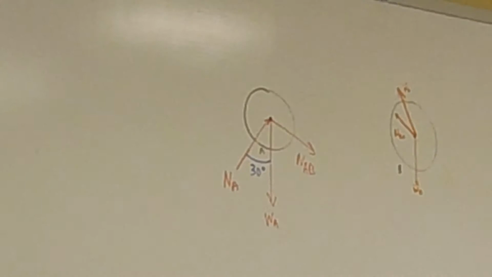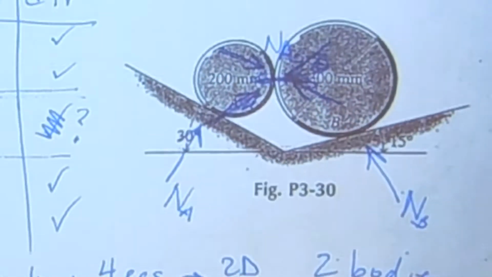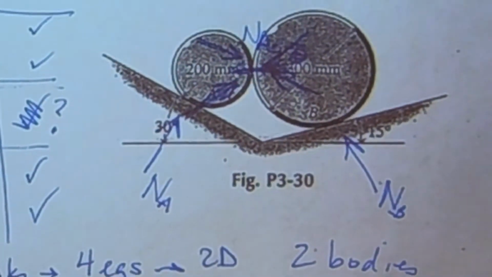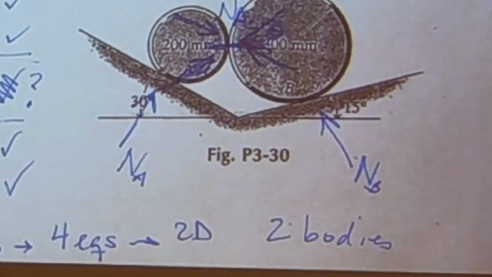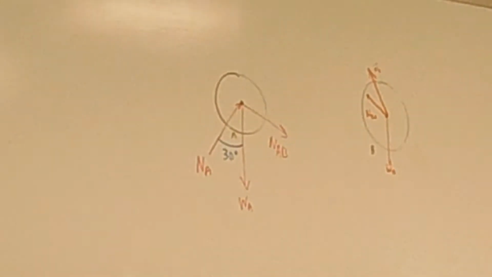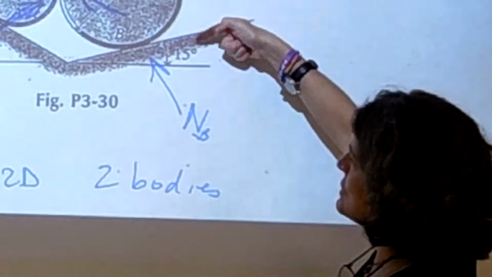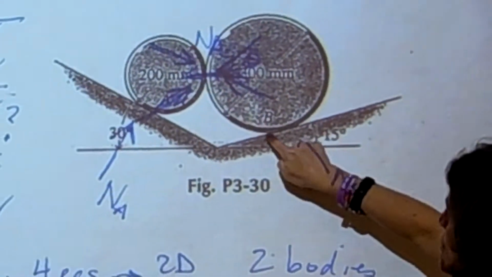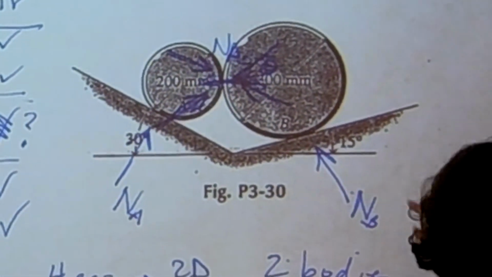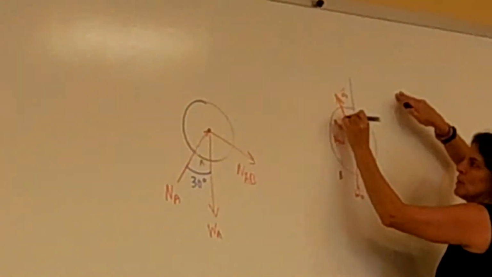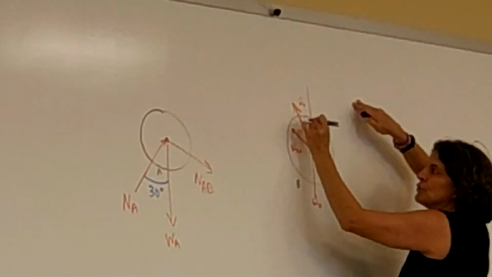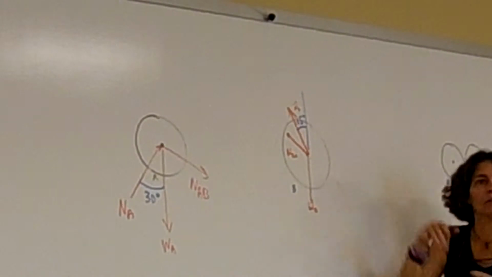So the angle here of 30 goes from the surface to the horizontal. So the 30 is going to lie perpendicular to the surface and perpendicular to the horizontal. And that's the same thing here. Normal B is coming in. The angle right here is 15 degrees, 15 degrees between the inclined plane and the horizontal. So that means the 15 degrees is going to lie between the normal, which is perpendicular to the surface, and the vertical plane, which is perpendicular to the horizontal.